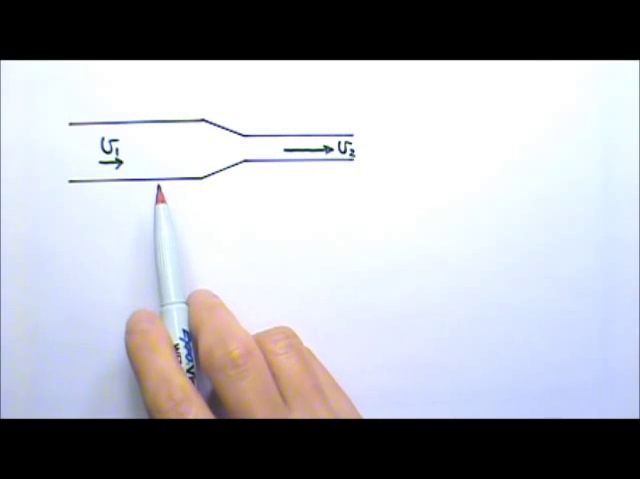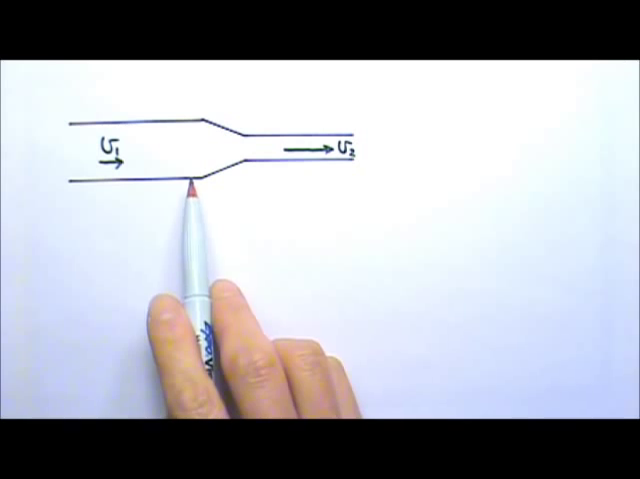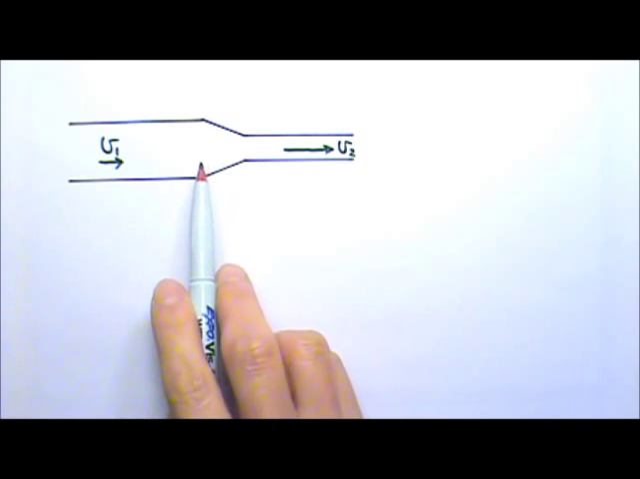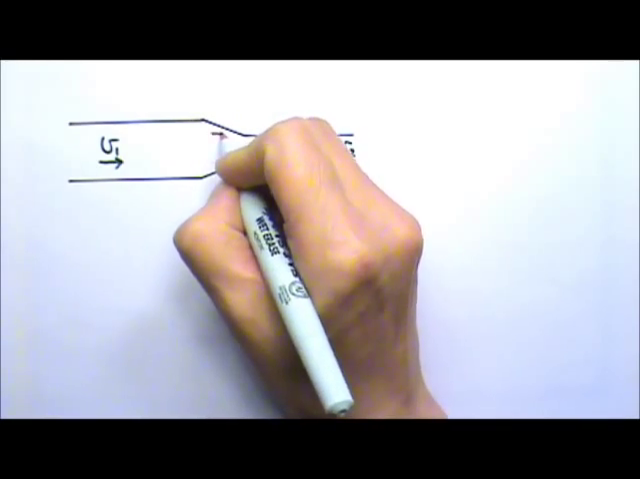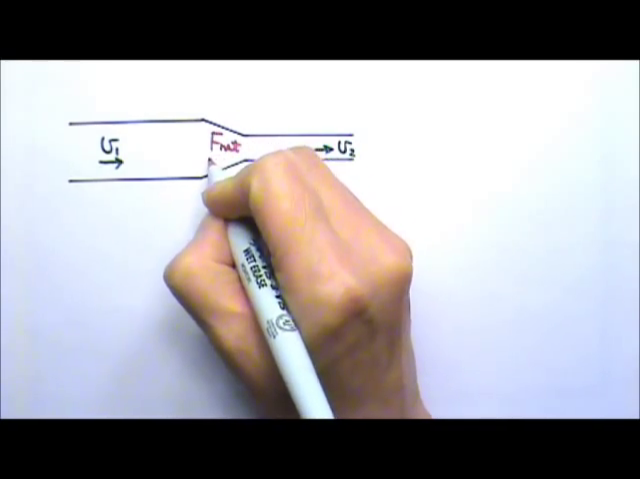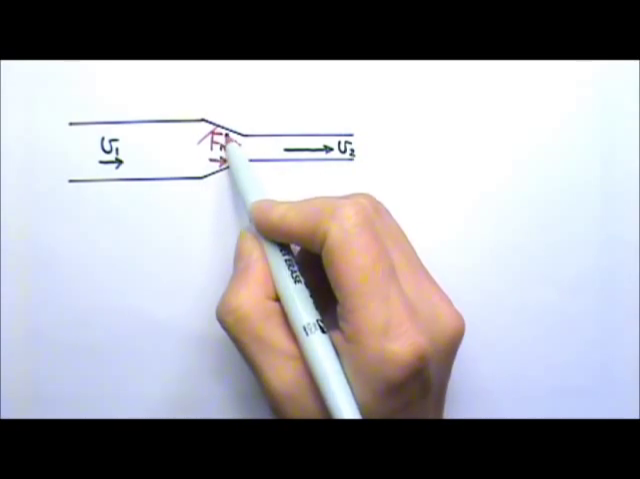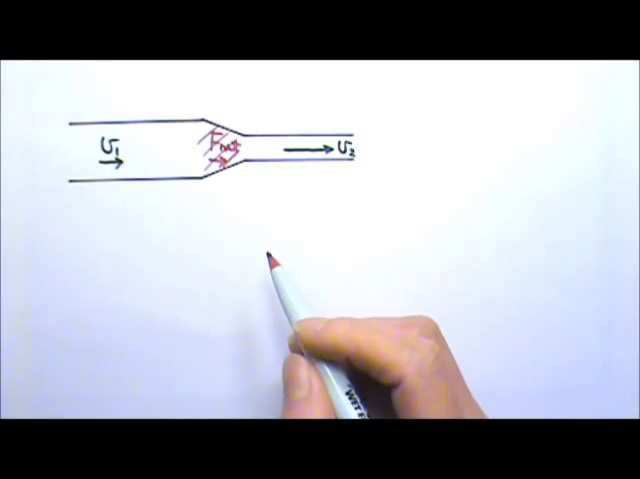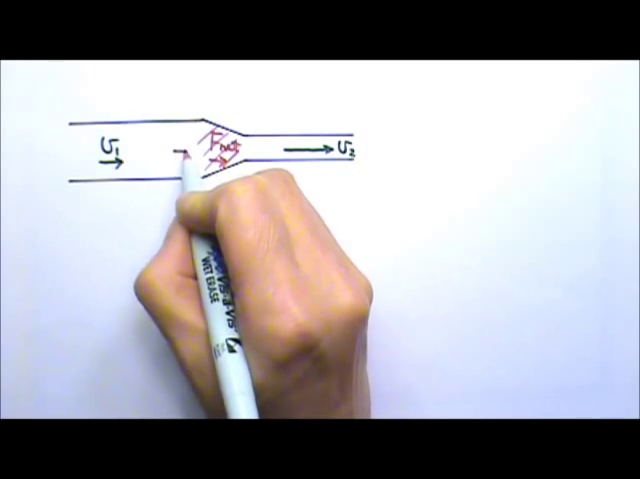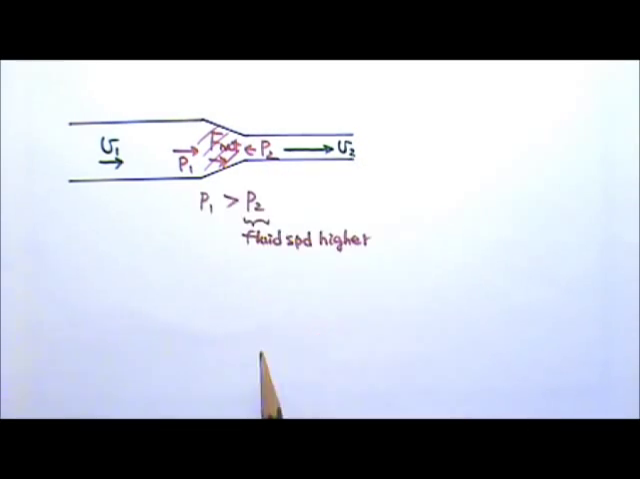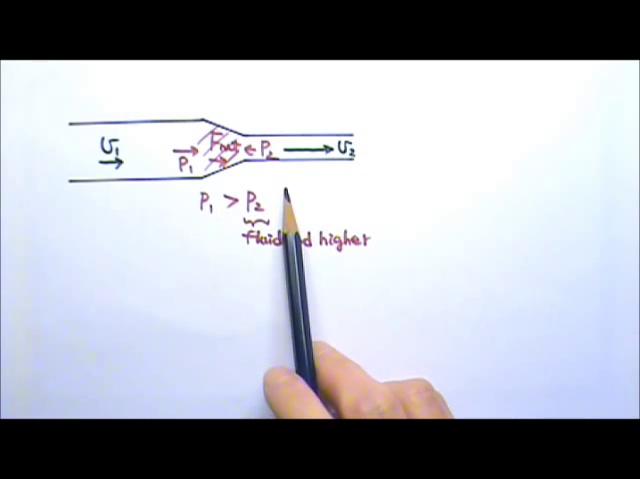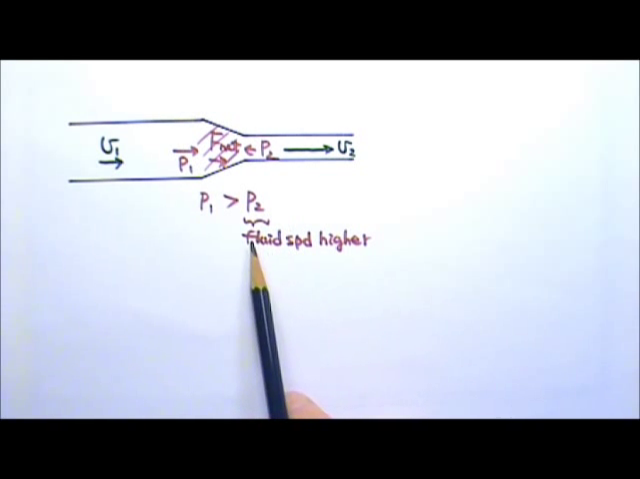According to the equation of continuity, we know that the fluid must speed up when it enters a more constricted region. This means there must be a net force to the right acting on this part of the fluid. This means the pressure on the two sides must not be equal. Since the net force goes to the right, the pressure on the left side must be higher than the pressure on the right side, where the fluid speed is higher.